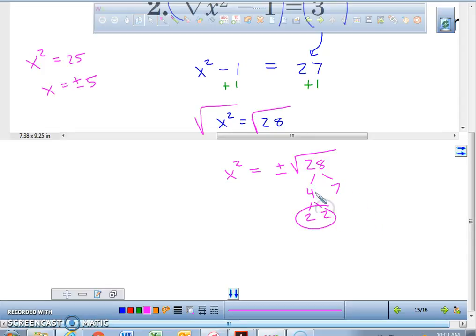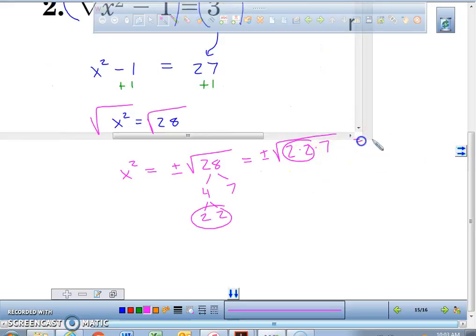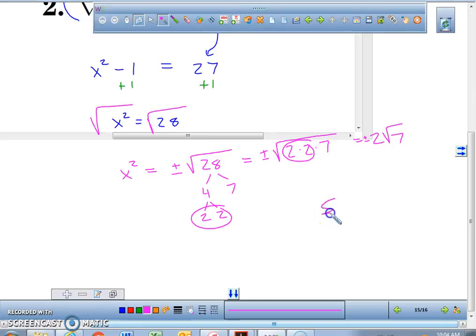So if we break it down into a 4 and a 7, factors of 28, 4 times 7, we break down the factors of 4, which is a 2 and a 2. We can see, if we broke all of these factors down, we have a 2 times a 2 times a 7, but square roots look for what? Groups of 2. So this becomes plus or minus 2 radical 7. So our solution set will be plus or minus 2 radical 7.